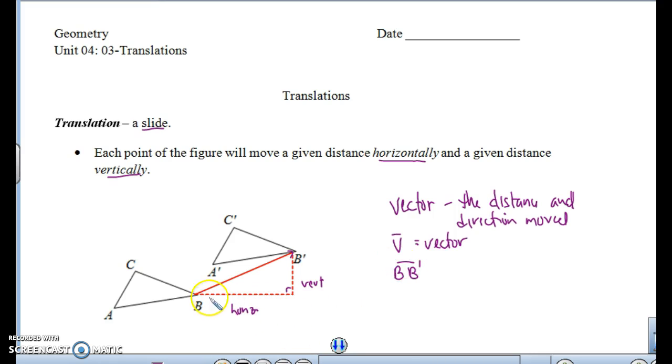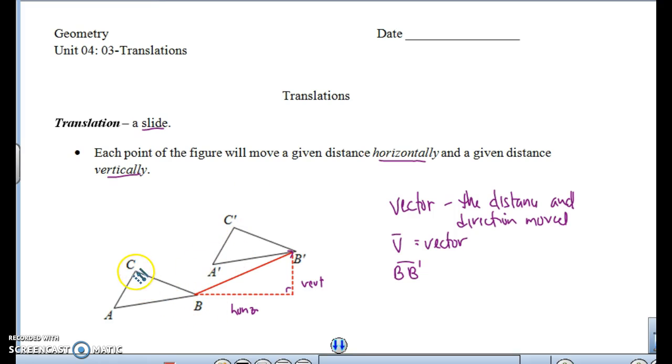Now notice, since this is the horizontal and the vertical distance, the vector is actually the hypotenuse of a right triangle. So the distance can be found by using the Pythagorean theorem. We can find the distance from B to B prime. Now there are all kinds of vectors you can draw. You can connect any points with vectors.